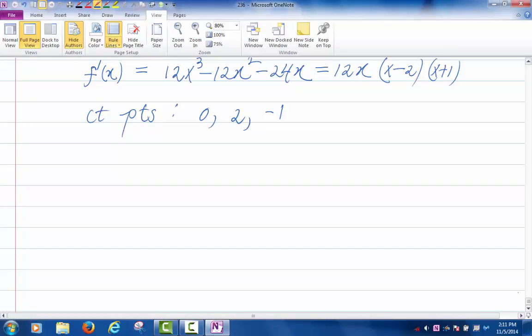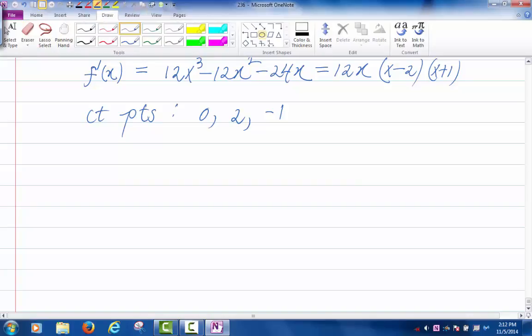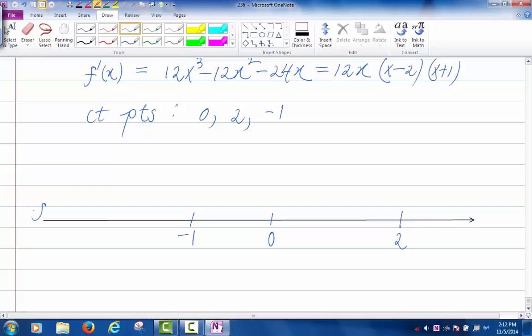So now, once I have these critical points, I'm actually going to do the same thing as I did before, which is come up with the sign graph for the derivative function. So remember, the sign graph for the derivative function was the following. This is the domain of the function. The domain is everything, right? This is a polynomial function, so the domain is everything. The critical points are -1, 0, and 2.